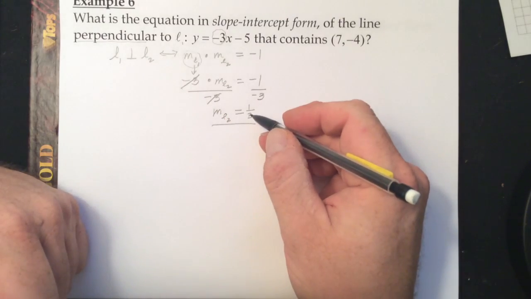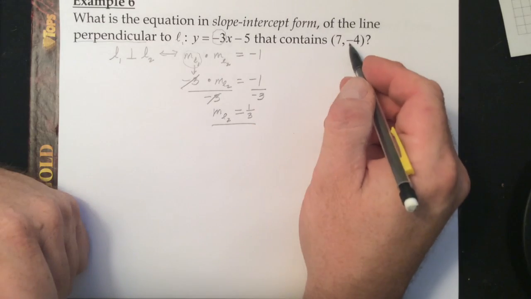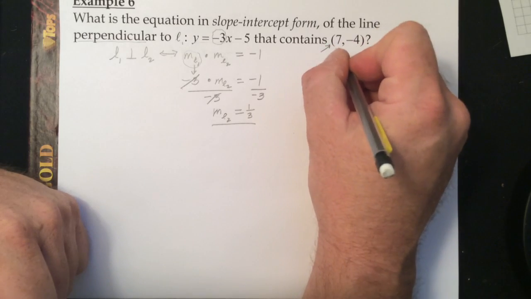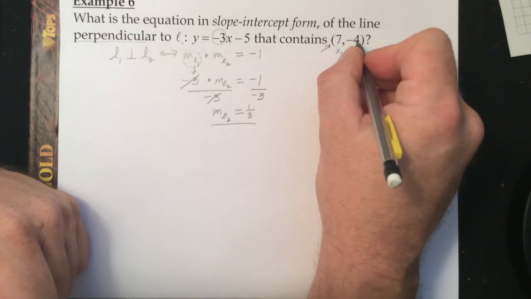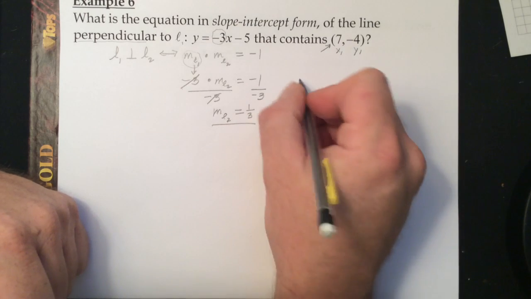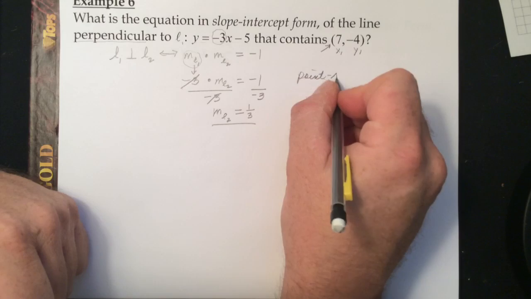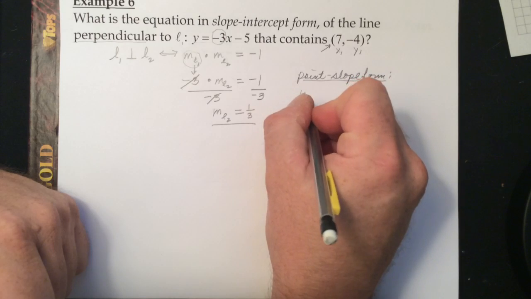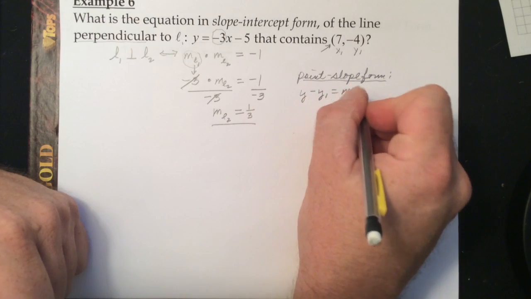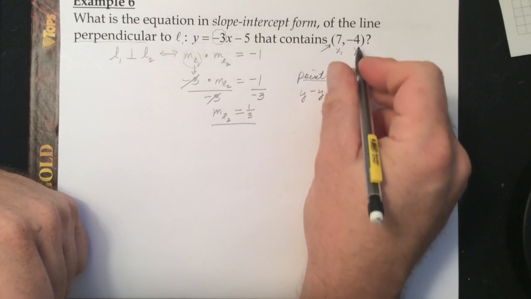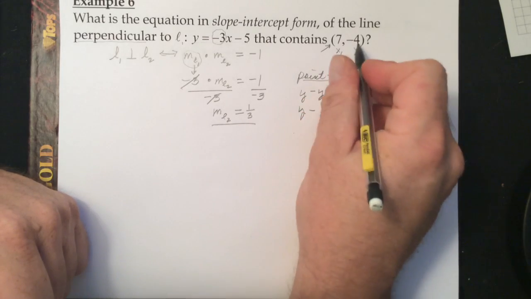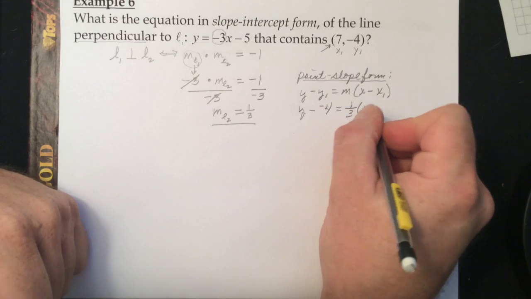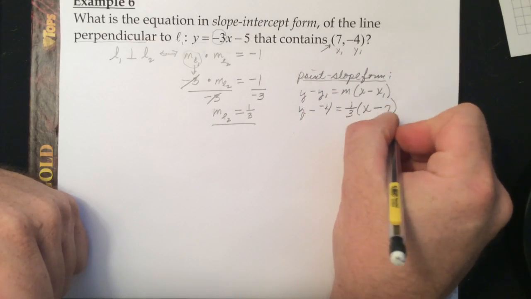So now we have the slope of our new line, and our new line has to go through this point. So this is the point we're going to use. This is our x1 and our y1. Since we have a point on our new line, and we've got the slope of our new line, we can use point slope. The point slope form, which once again is y minus y1 equals m times x minus x1. Substituting in these values, we get y minus -4 equals the slope 1/3 times x minus x1, which is 7.